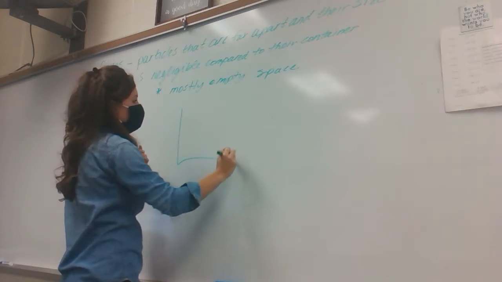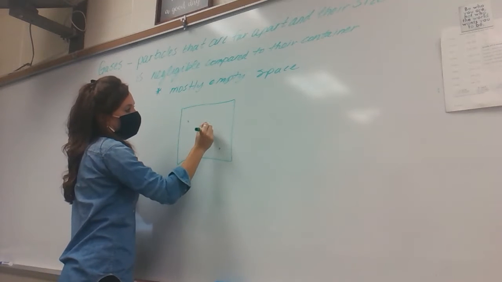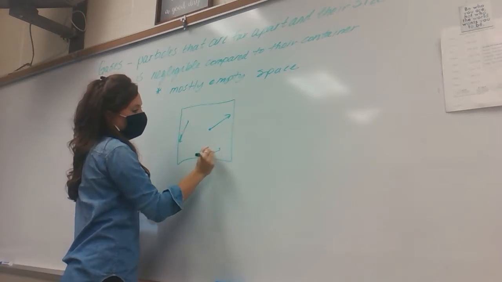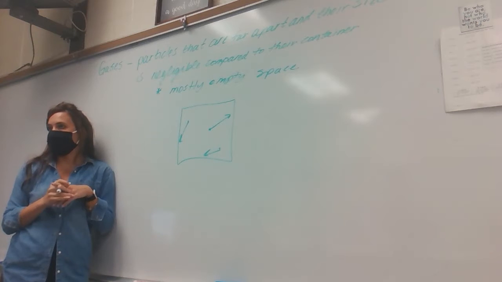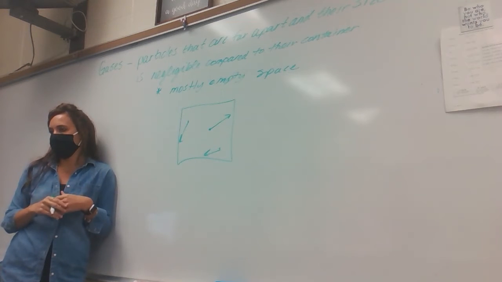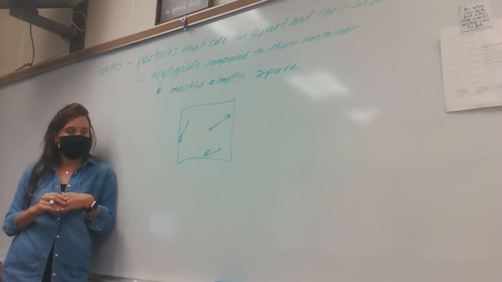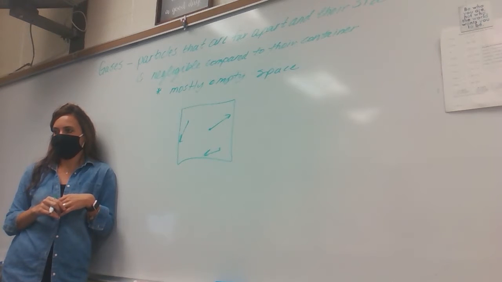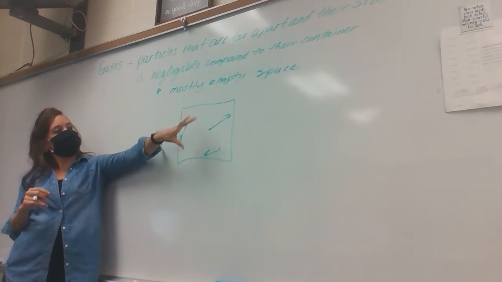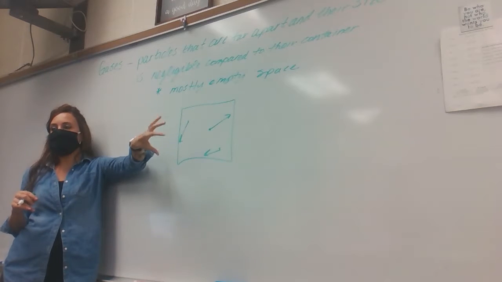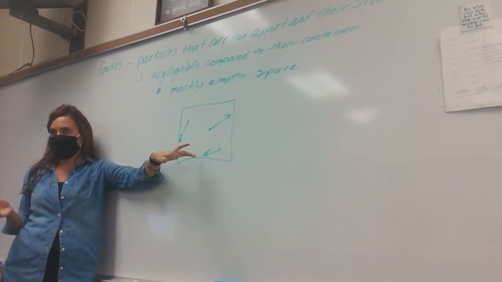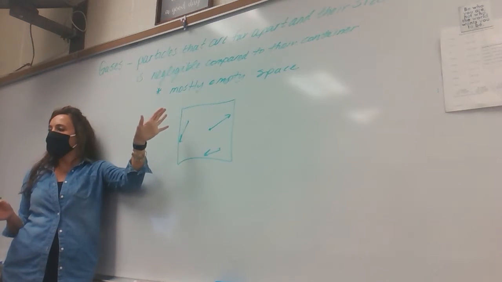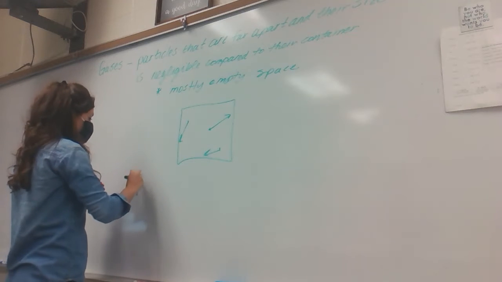If we look at gas particles, they're moving quickly in all directions and randomly. You can't predict where a gas particle will go next. So when they're in this container and they're moving randomly, they collide with each other, and they also collide with the walls of the container. They hit the wall of the container, they bounce off. When that happens, it creates pressure.